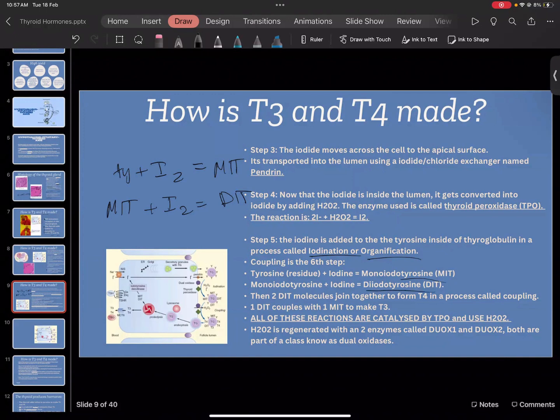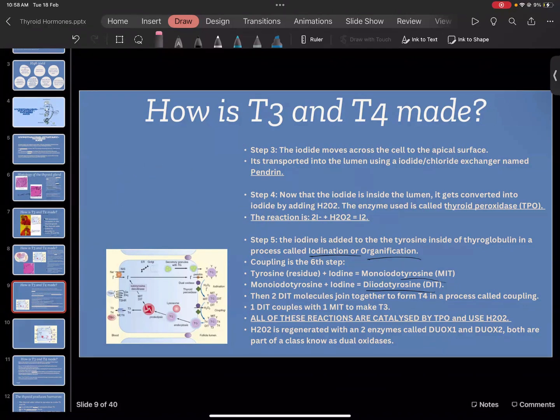Okay, so MIT, DIT, where's T3 and T4? So basically T3 and T4 is the coupling of these, like you add either MIT plus DIT, or you add DIT plus DIT. So MIT plus DIT will give us T3. And then DIT plus DIT, that's 4 iodines, and it'll give us T4. Okay.